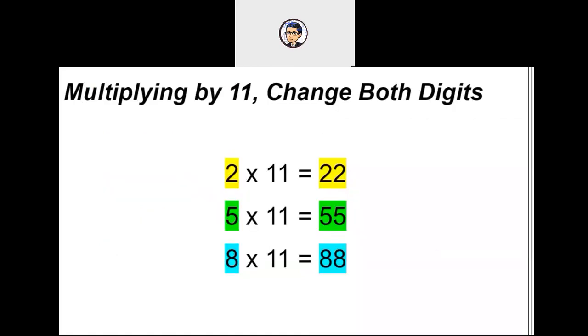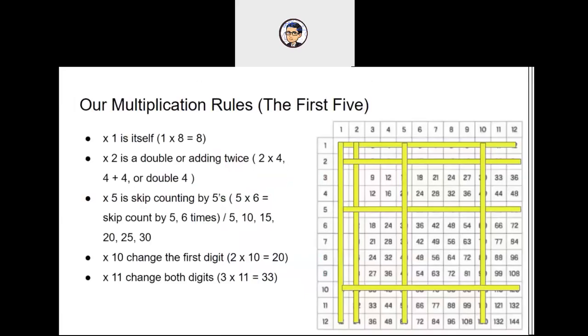Our 5th one is when multiplying by 11, we change both the tens and ones digit. 2 times 11 is 22. 5 times 11 is 55. 8 times 11 is 88. This works the majority of the time, and you'll find later on that there are certain exceptions to this rule. So if we go back to our chart, we can see that we can knock out the 11 times tables now.